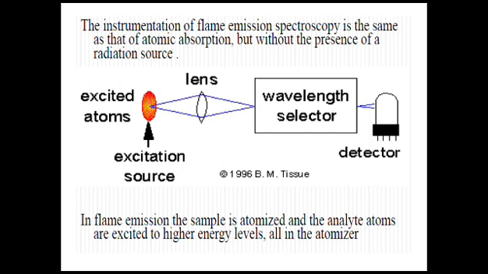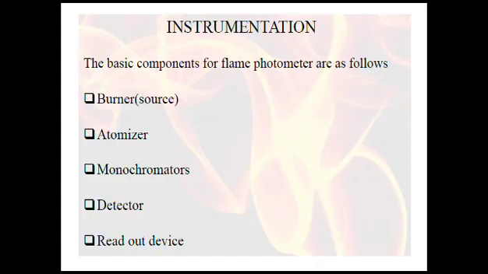The excitation source is used to excite the atoms. In flame emission, the sample is atomized and the analyte atoms are excited by using an excitation source to a higher energy level. These are the different components of the flame photometer as follows: burner, that is the source; atomizer for atomization, formation of atoms; monochromators, detectors and readout device.